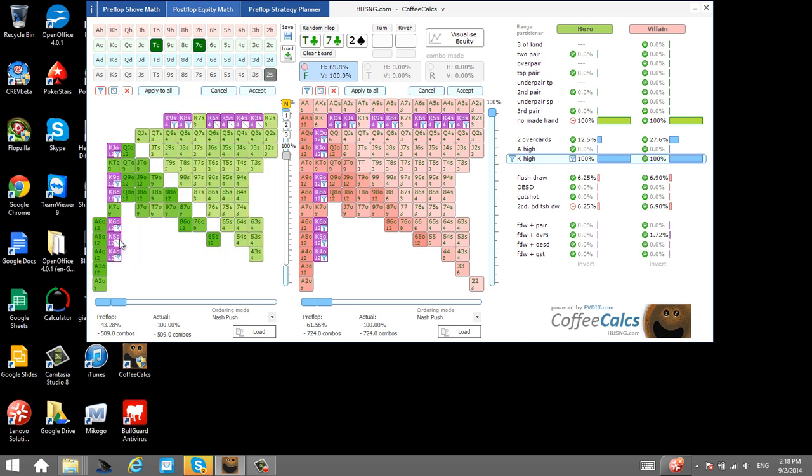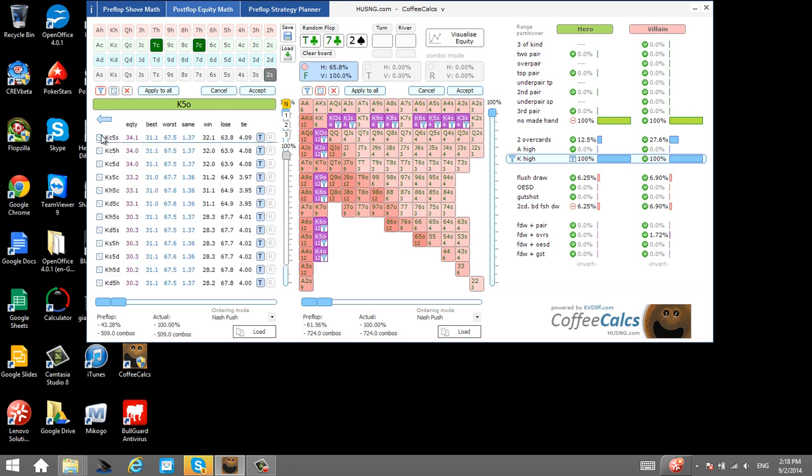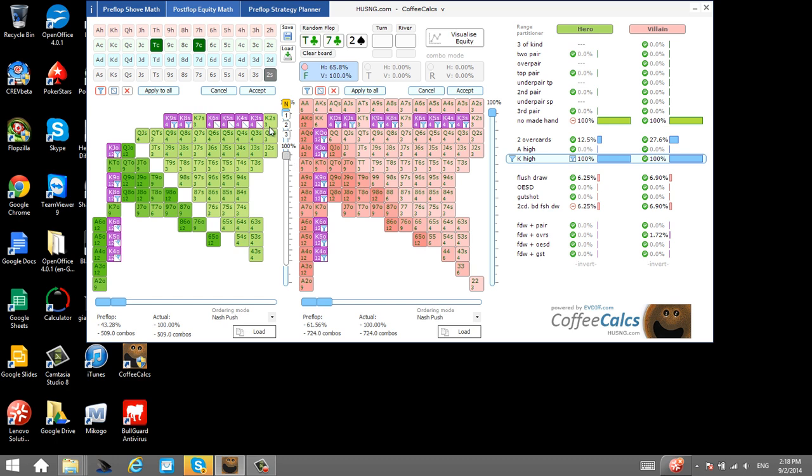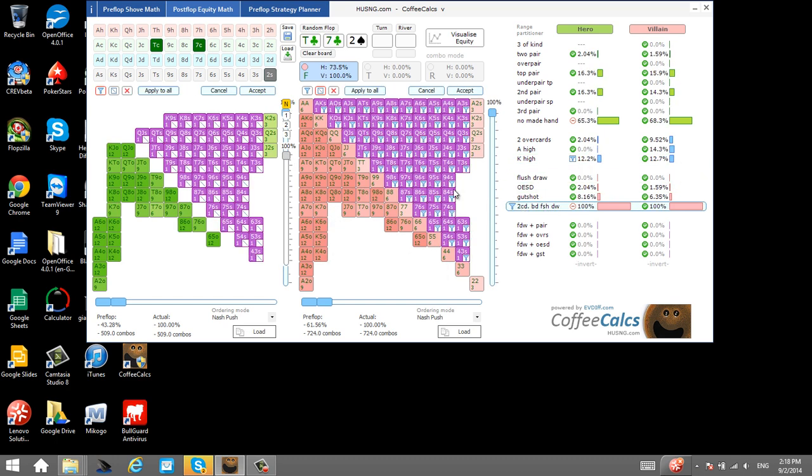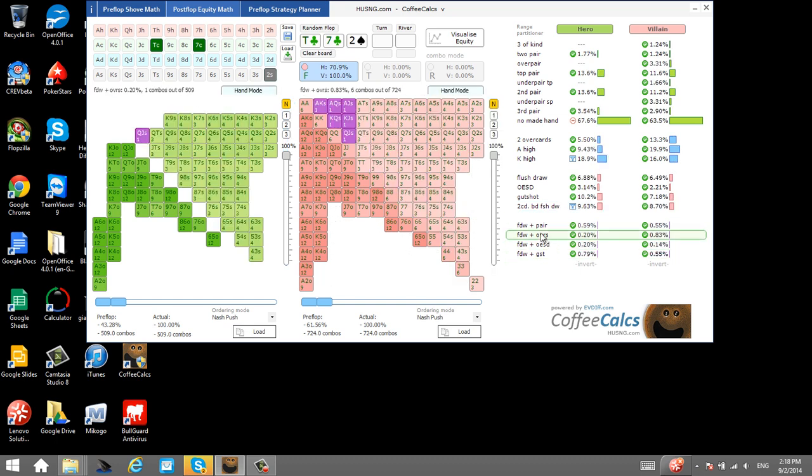So let's say we also want to float with the king of clubs, because it's a backdoor flush draw to the second nut flush. So we go ahead and accept that. Similarly, we can look at two-card backdoor flush draws the same way, and say I want to continue with king high two-card backdoor flush draws. So I'll click accept, and then I have my final range set.